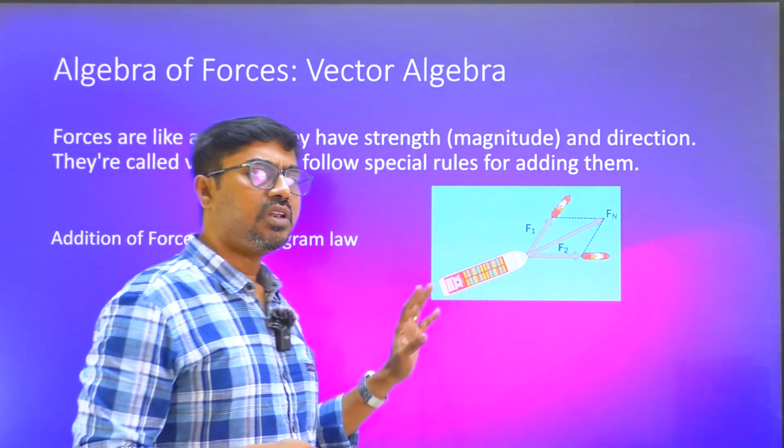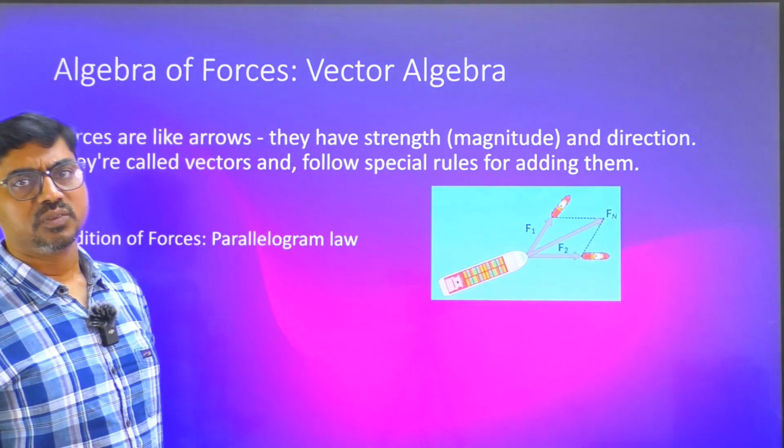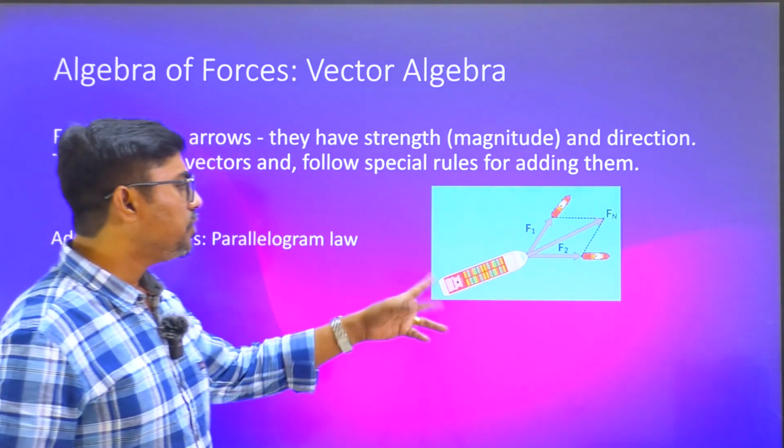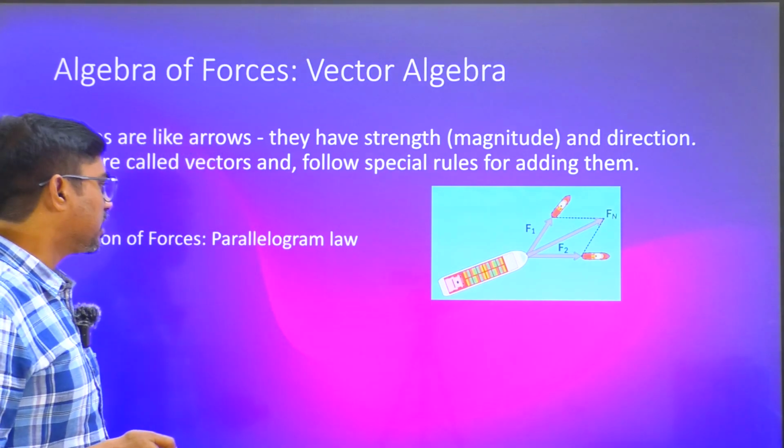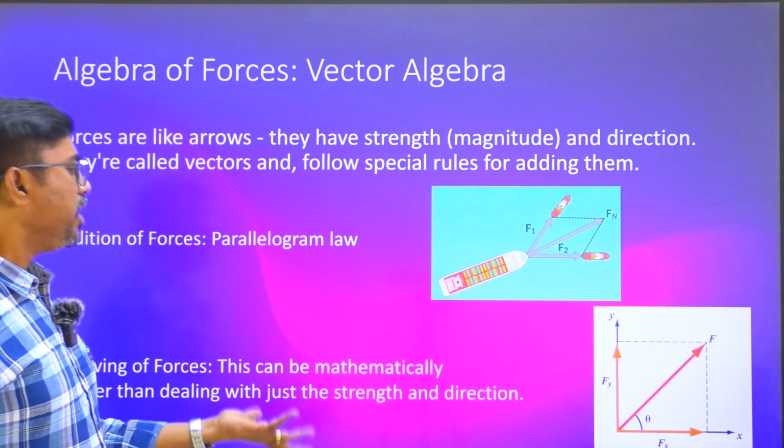So this diagonal will represent both in magnitude as well as in direction as the resultant of these two forces. This is called parallelogram law of vector addition. So this is the way we combine forces.